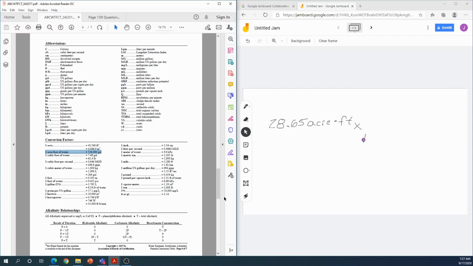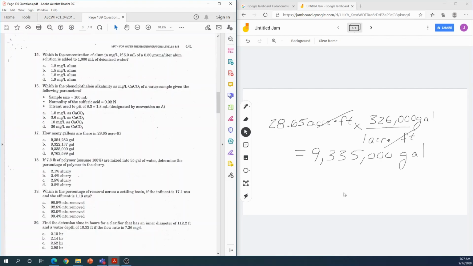So in 1 acre foot, there is 326,000 gallons. Acre feet cancel acre feet. And we're left with 9,335,000 gallons. Which is answer C.